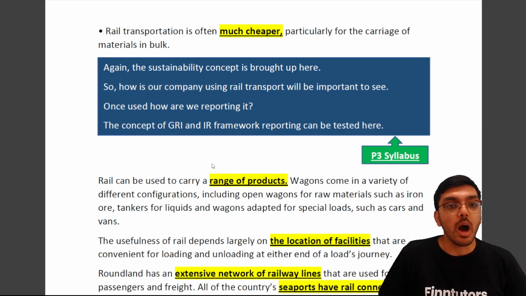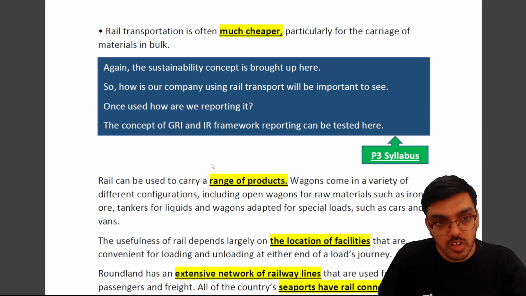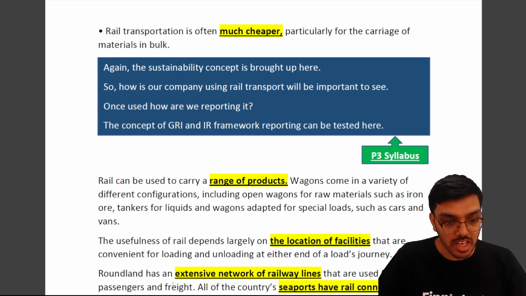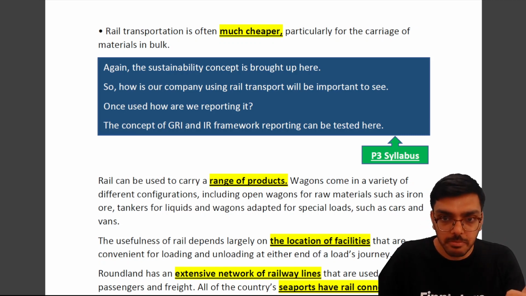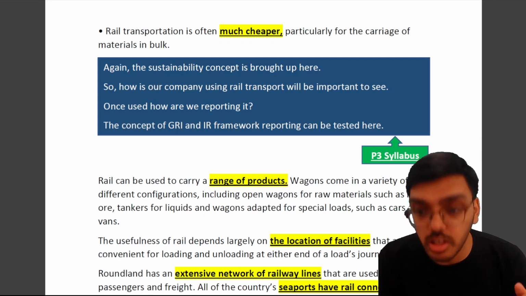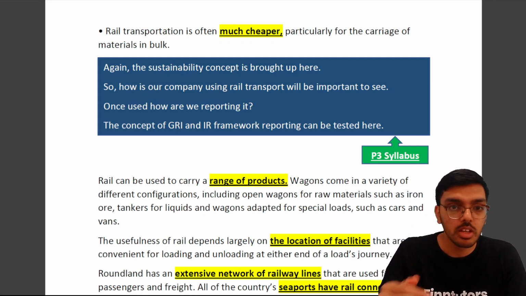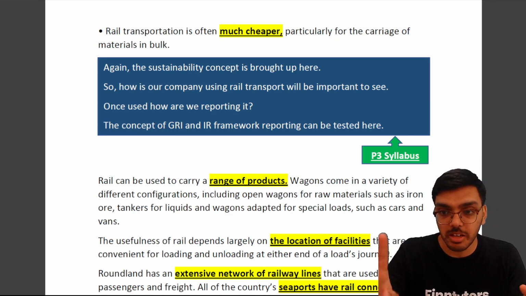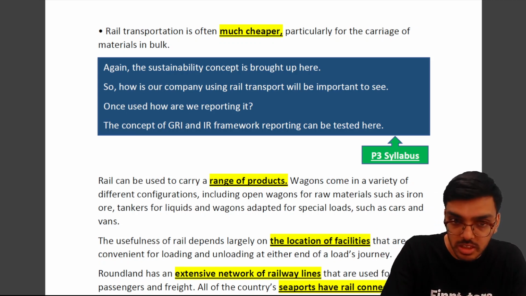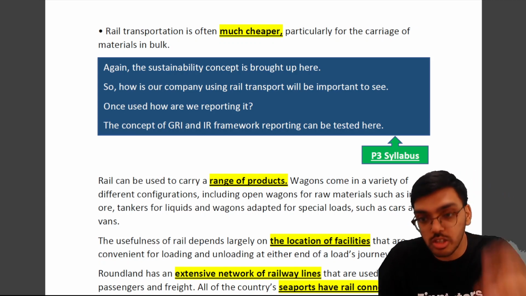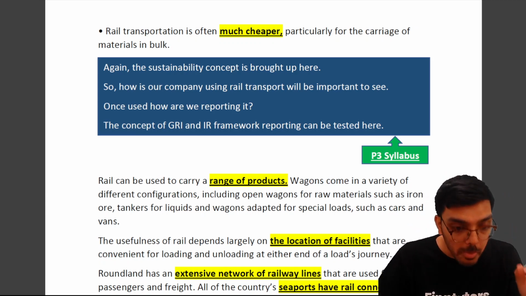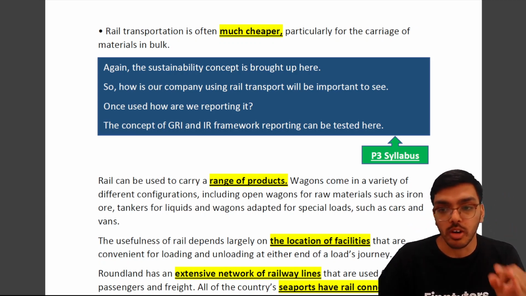Once used, how are we reporting it? So when we are doing something for the environment, when we are being sustainable, how are we reporting it? Are we using GRI? Are we using the IR framework for reporting in our financial statements? Sustainability is firstly in your E3 and P3 syllabus, and the GRI and IR framework is in your P3 syllabus, which you must have the conceptual knowledge of.